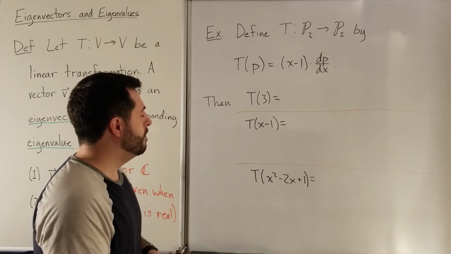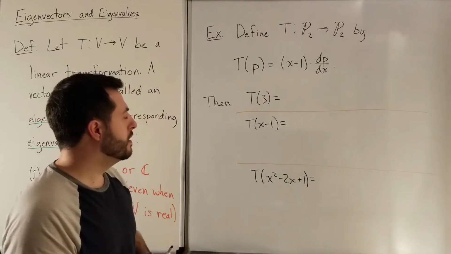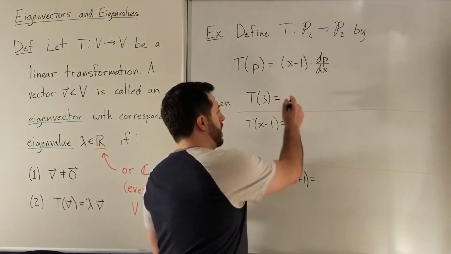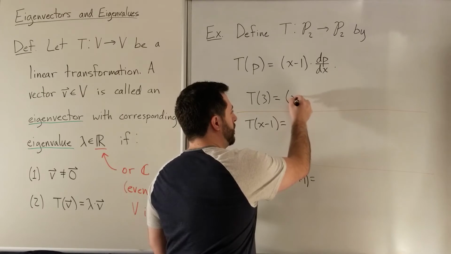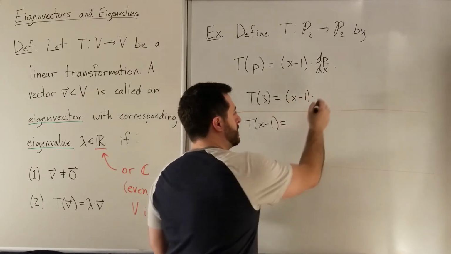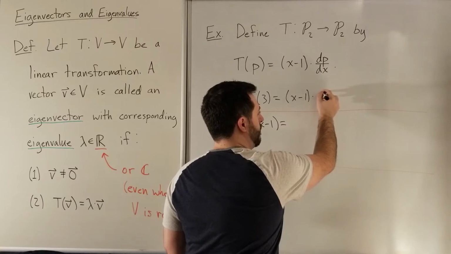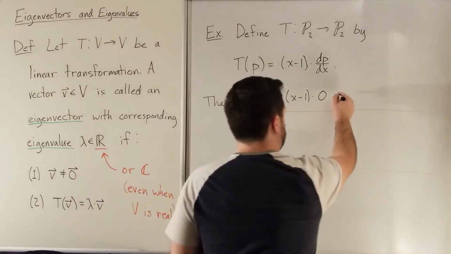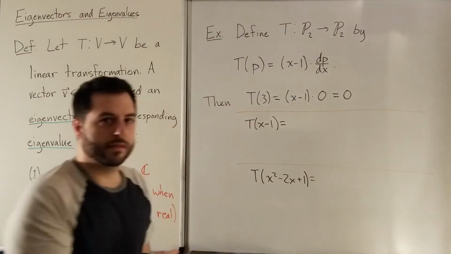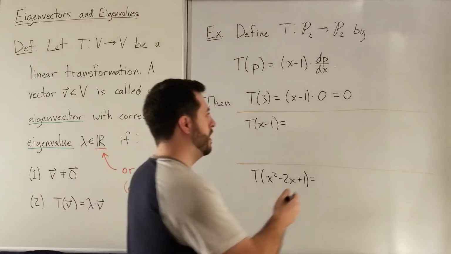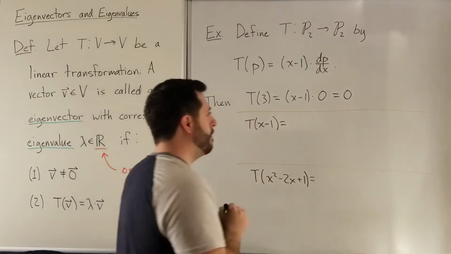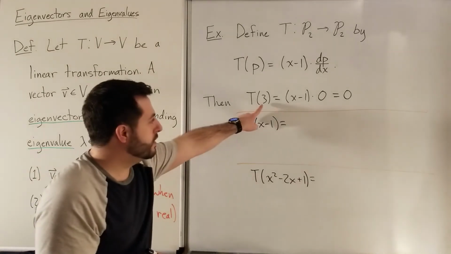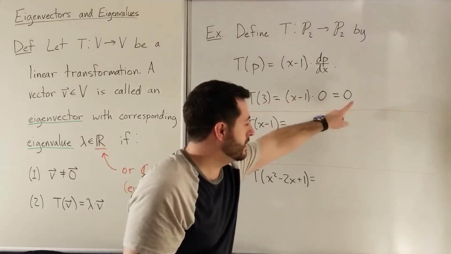And now let's plug in some polynomials into this transformation and see what happens. So the first polynomial I'm going to plug in is p equals 3. And so the transformation applied to the polynomial 3 is x minus 1 times the derivative of 3. So the derivative of 3 is 0 because 3 is a constant. And that is simply just 0. Right? x minus 1 times 0 is 0. And having a 0 here might initially look like a problem, but remember the thing that's not allowed to be 0 is the original vector that we have plugged in. It's okay to get a 0 out here.